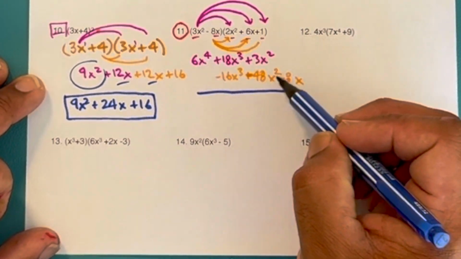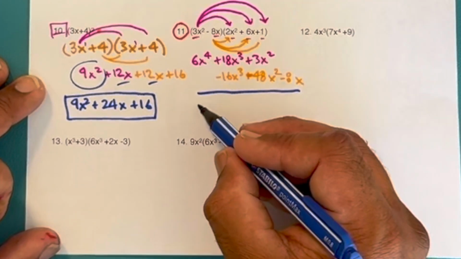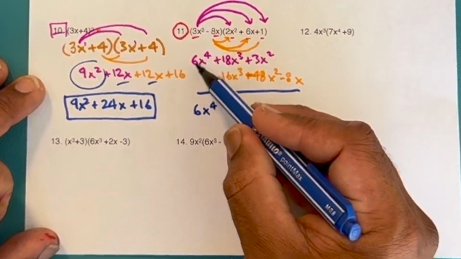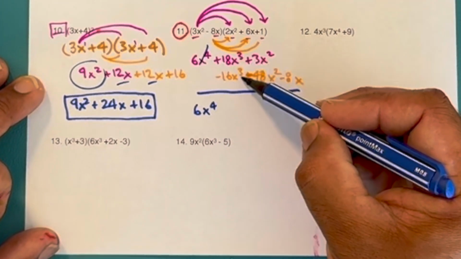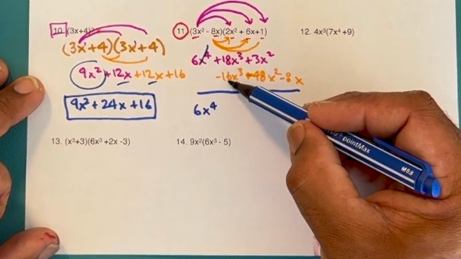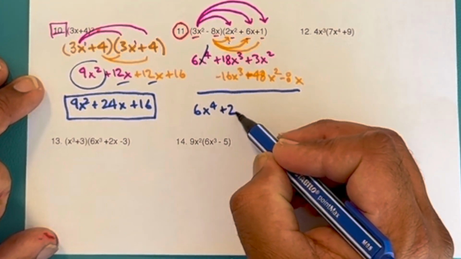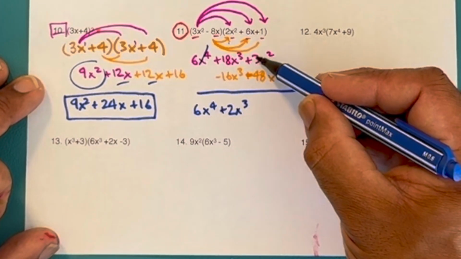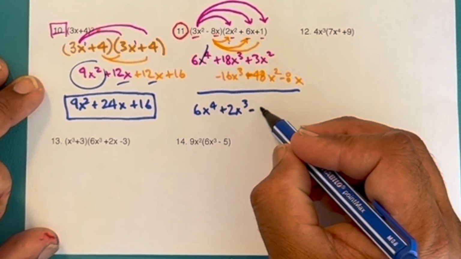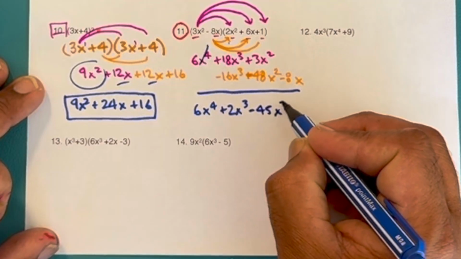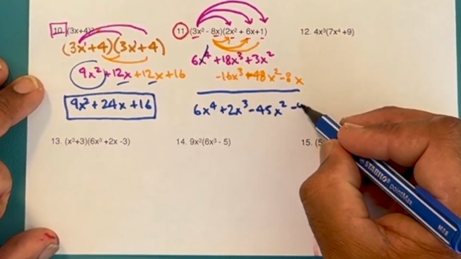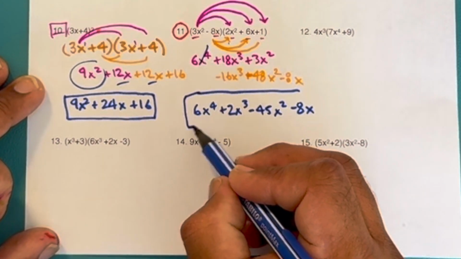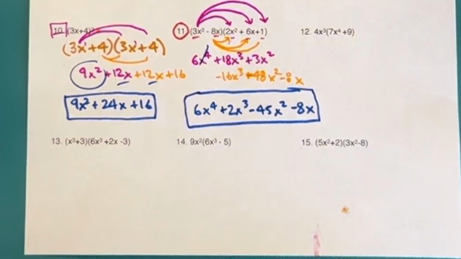So combine them, power of 4 goes at the front. Then look, I put the thirds lined up on purpose, so 18 minus 16 is a positive 2. I put the x squareds together, so 3 minus the 48 is minus 45. And then that's by itself at the end, that stays. So there is your answer. I like that way a lot.